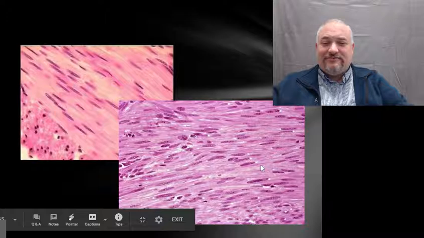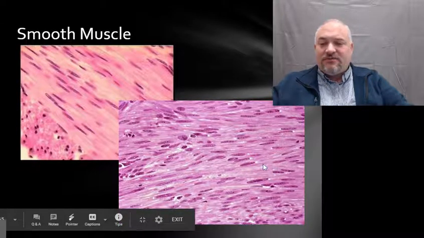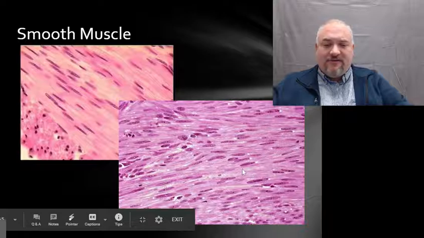What do you think this one is? Yep, that's smooth. Much smaller cells. Nucleus is comparatively large compared to the rest of the cell, and they're kind of shaped a little bit like kayaks, kind of tapered on both ends.